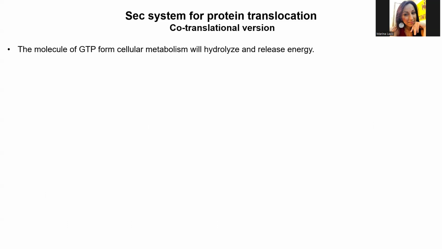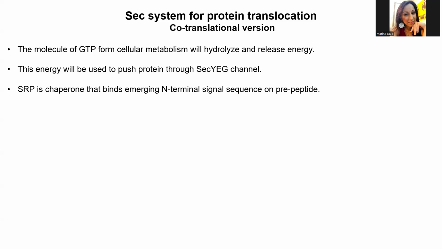How do you export? So again, think about this. This is an energy-intensive process. So this is one of these situations where you don't have ATP actually, but you have a GTP molecule that will be hydrolyzed and you will release energy. And then this energy is going to be used to push the protein through the SecYEG channel. So again, SRP, we consider it a chaperone that binds the emerging N-terminal signal sequence. And all this SRP, ribosome and pre-protein complex will dock on the SecYEG channel.